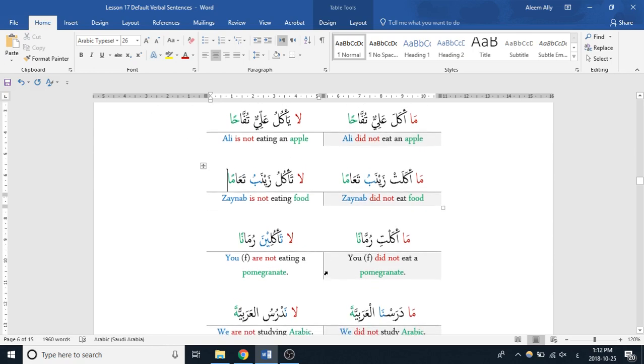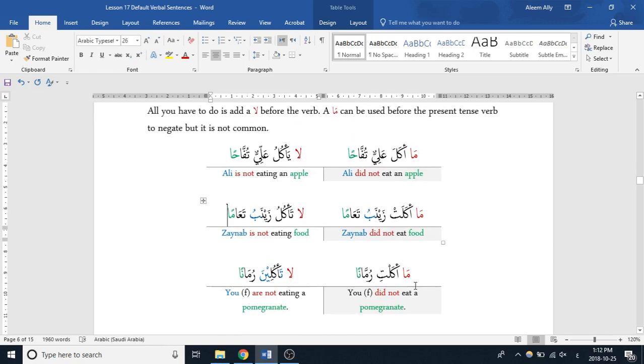Okay, so let's take a look at one more example. ما أكلتي رمانا, which means you did not eat a pomegranate. That ma is added in the beginning to put it into the negative, so it becomes you did not eat a pomegranate.